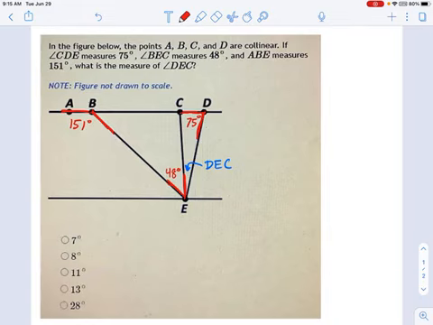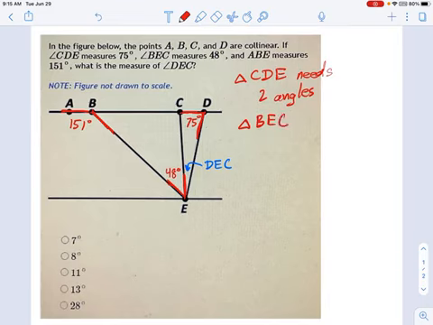The trick is finding out two angles in triangle CDE. Once I have two angles in that triangle, I can figure out the third angle. So let's see if we can figure out two angles in that triangle. I don't know, kind of tough. Maybe triangle BEC. I just need something. Once I figure out something, I can probably work my way through the rest of the problem. There's only one angle in this one.